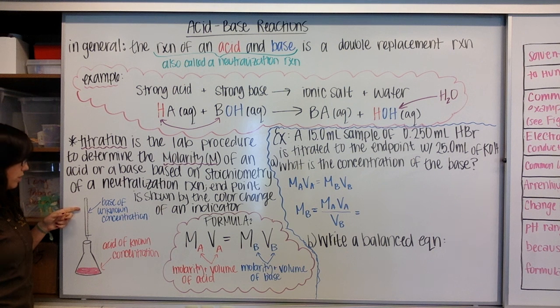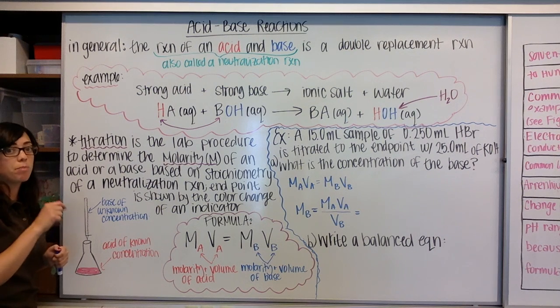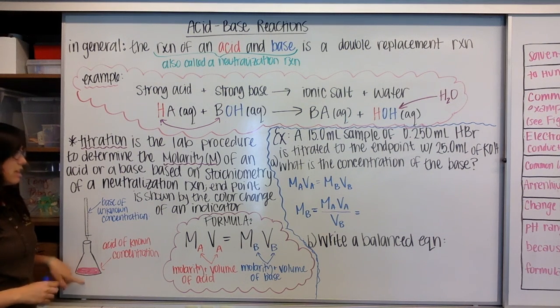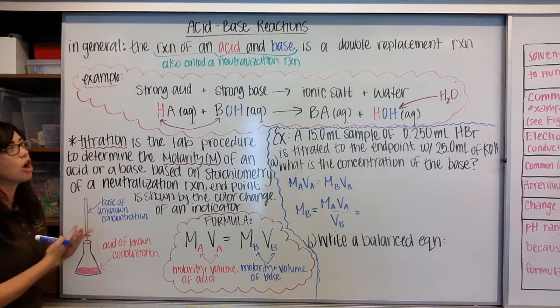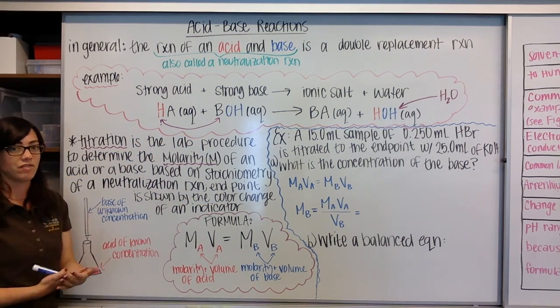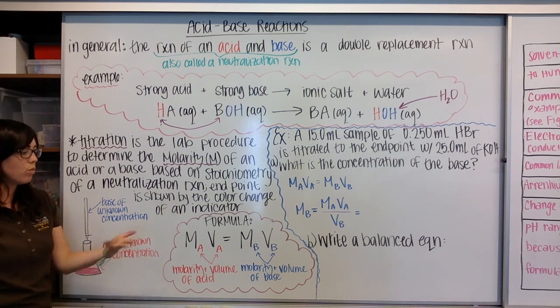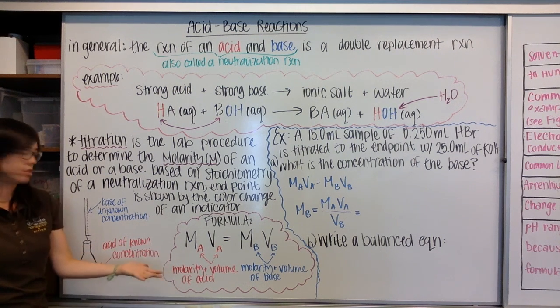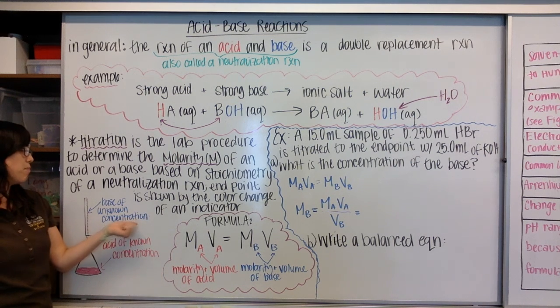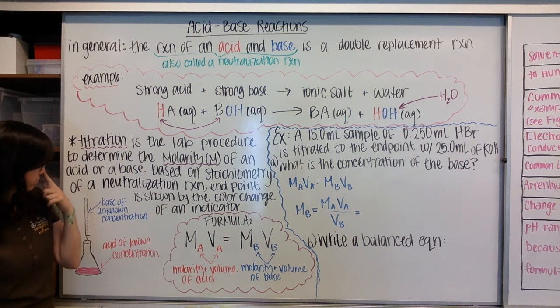And basically what we do is we drip the base, drop by drop by drop, into the acid, and when there's a color change, we know that's the end point, and we know that it is neutralized and the pH is 7. And then we can use this new formula to determine what the molarity of our unknown substance was. In our case, it's the base. We don't know what the molarity of the base is. So that's the example that I'm going to do.